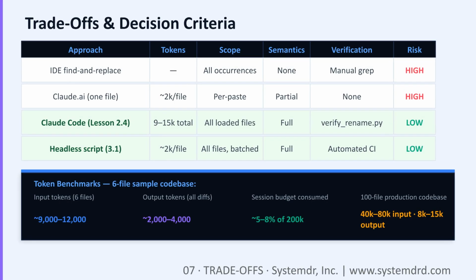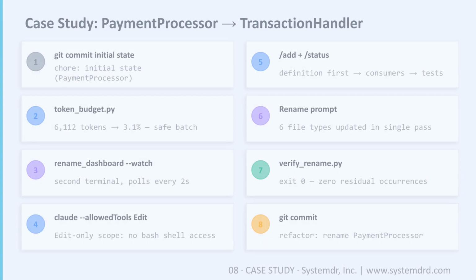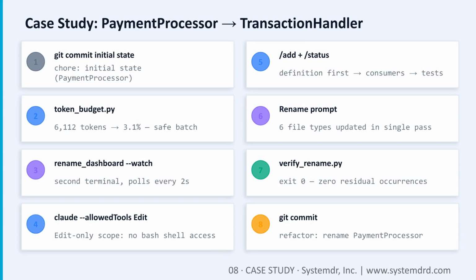Comparing approaches, only Claude Code and the headless script offer full semantics and low risk. Manual methods present a high risk due to limited scope and lack of verification. The token benchmarks show our 6-file sample uses a small percentage of the session budget. The case study demonstrates the 8-step workflow.